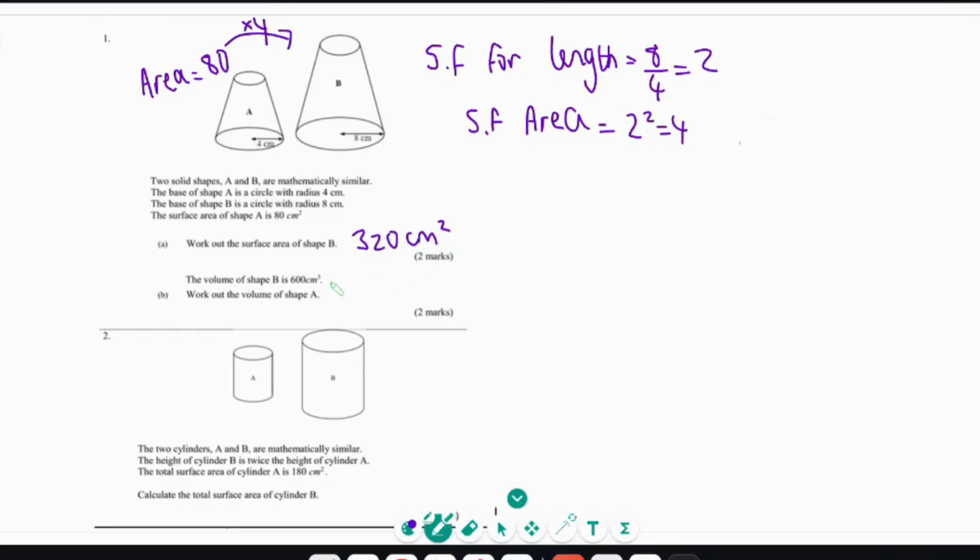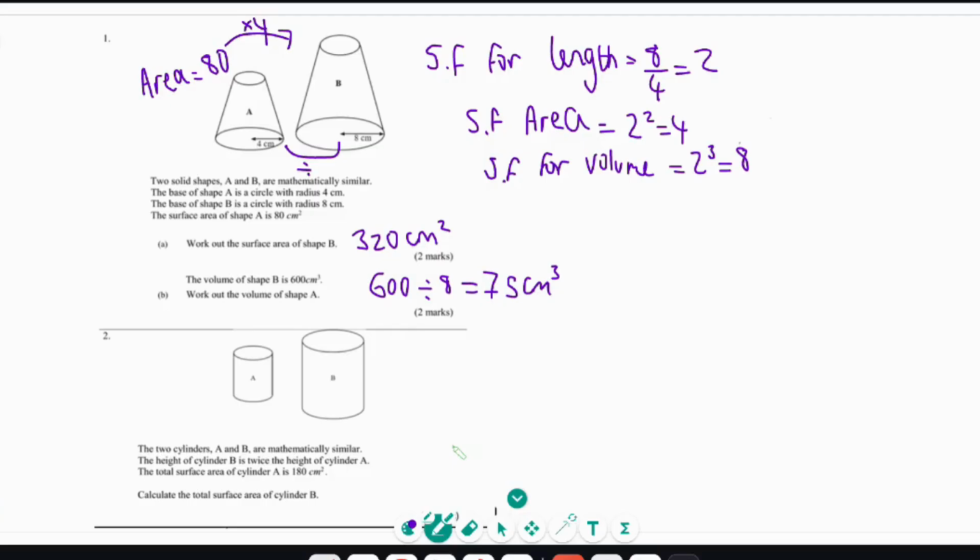The volume of shape B is 600 centimetres cubed. Find the volume of shape A. Well, I need a scale factor for volume. So I need to get my scale factor for length and cube it. So this time it's shape B, so I need to divide by my scale factor for volume to get A. So 600 divided by 8. 75 centimetres cubed.